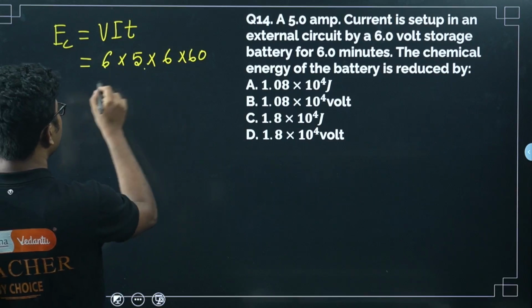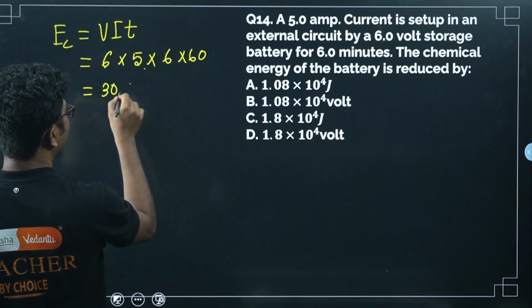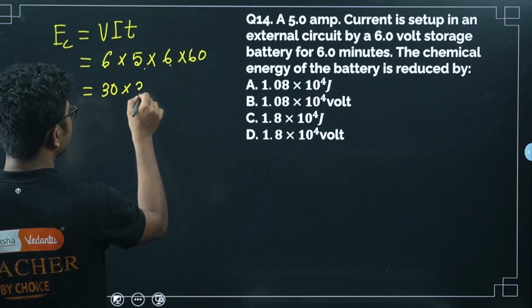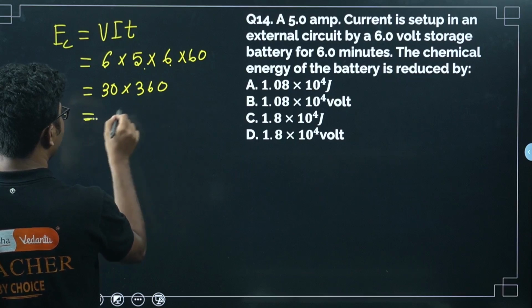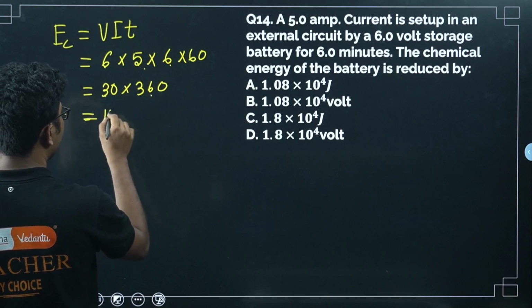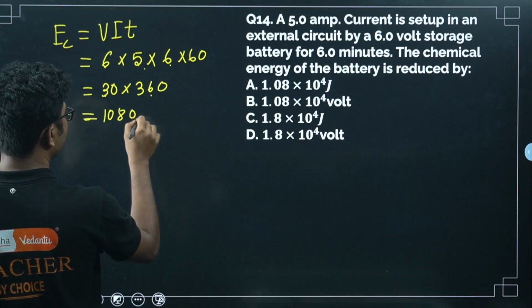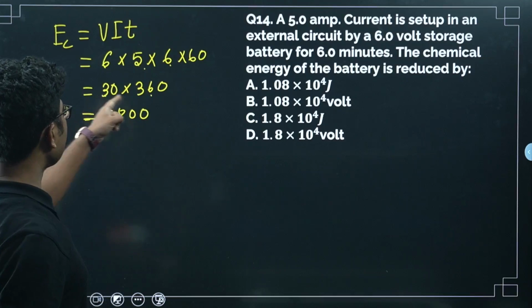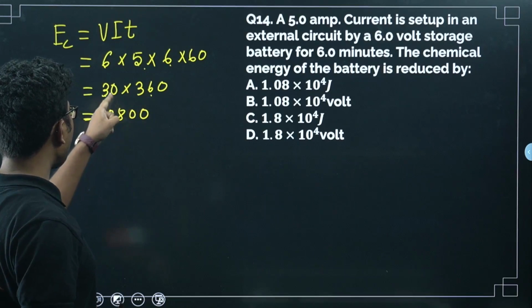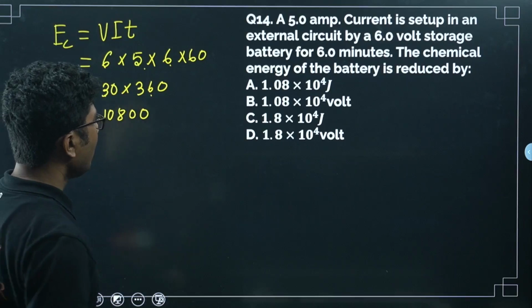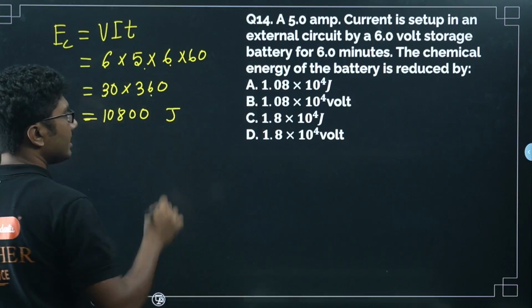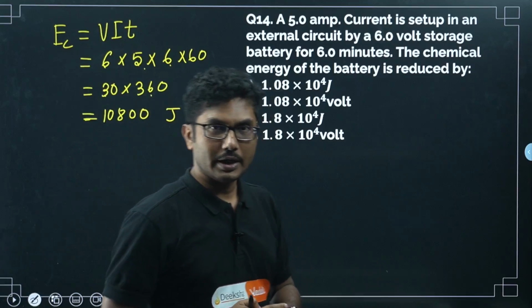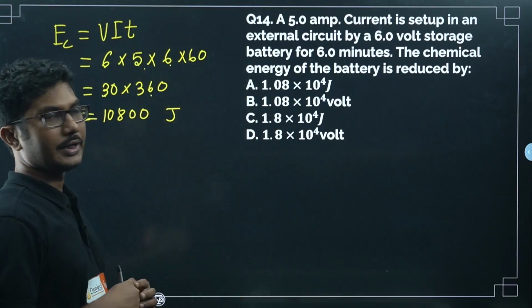Now 5 sixes are 30. 30 times 6 is 180, so 6 times 60 is 360. So 360 times 3 is 108, and there should be 2 zeros, so 3 times 36 is 108 and 00. Also the unit should be in joules. Volt is not a unit of energy. Joules is the unit of energy.